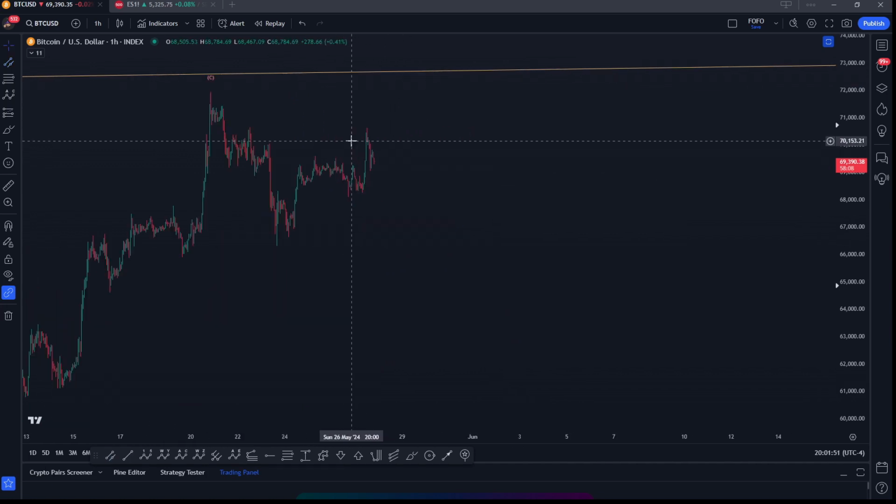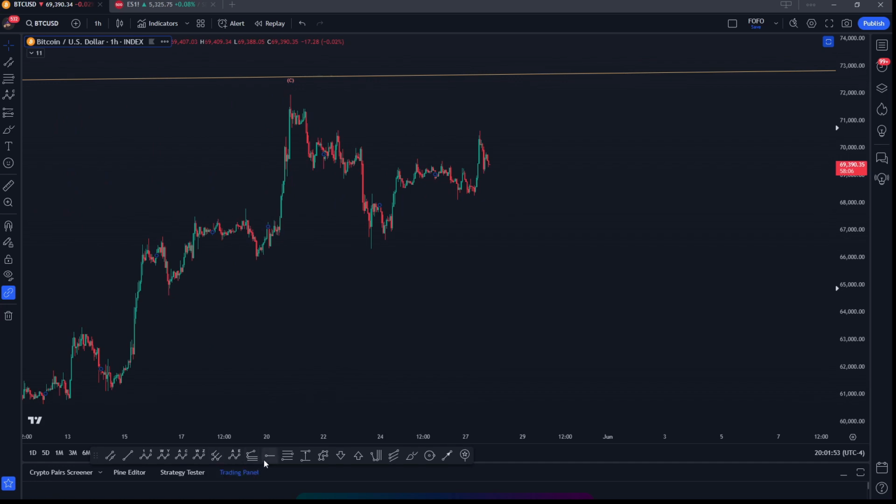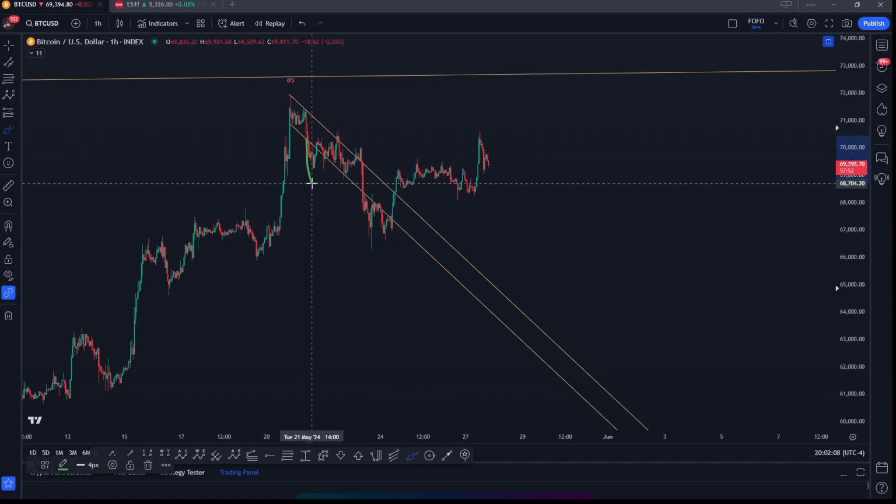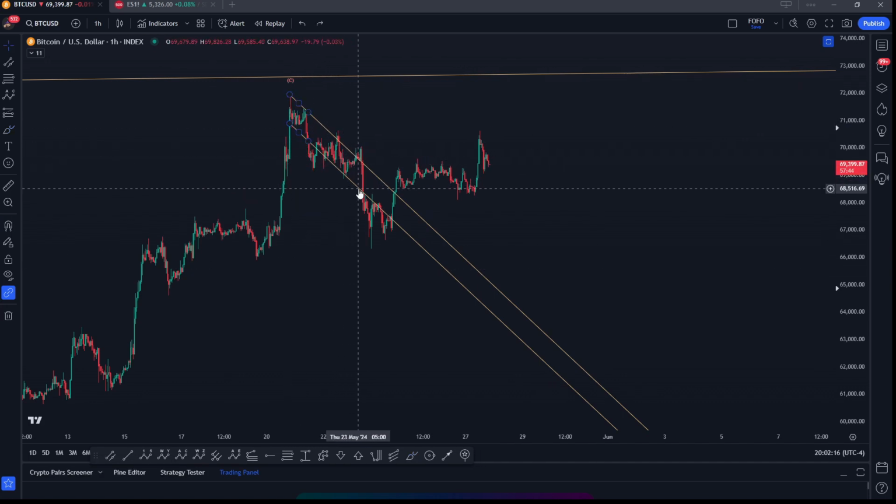Messed that up. Hold on, let's bring it back. There we go. Right here, right here, right here, right? That would be your base channel. And as you can see, price eventually broke down from it. It messed around inside, which probably tells you it's your wrong channel. If you're just messing around in your channel and price keeps moving, you're looking at the wrong thing.